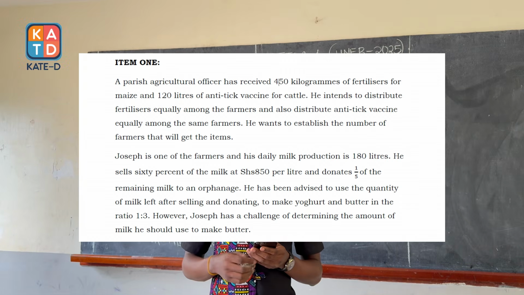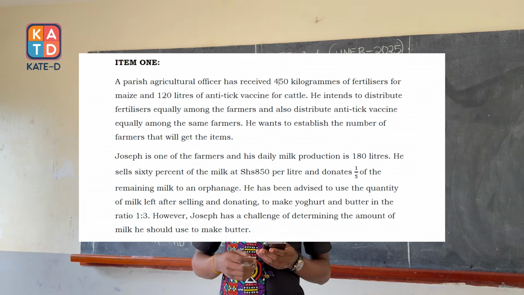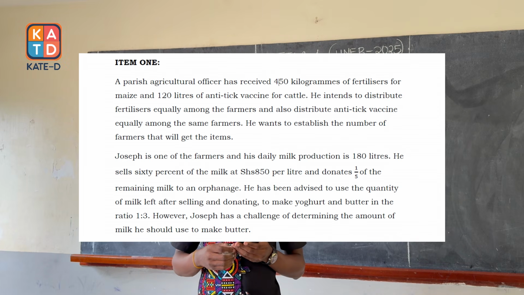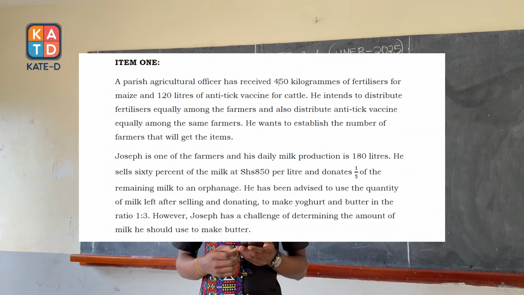A parish agriculture officer has received 450 kilograms of fertilizers for maize and 120 liters of anti-tick vaccine for cattle. He intends to distribute fertilizers equally among the farmers and also distribute anti-tick vaccine equally among the same farmers. He wants to establish the number of farmers that will get the items.